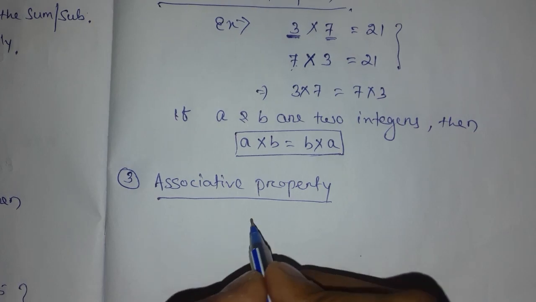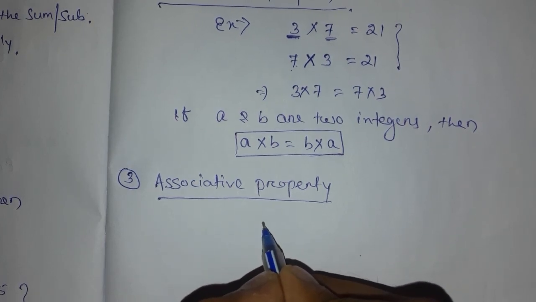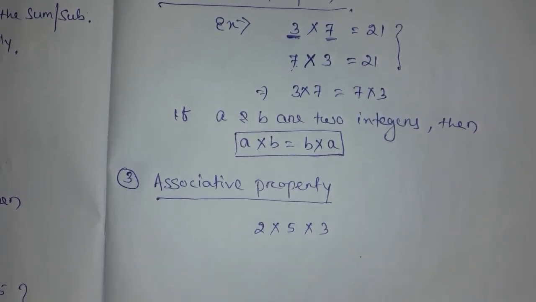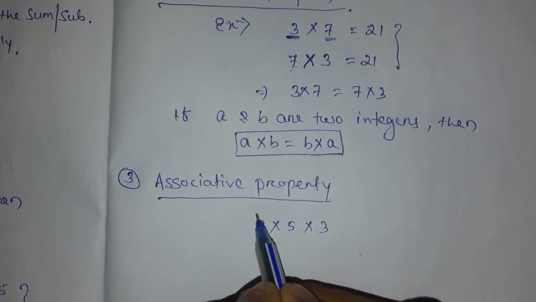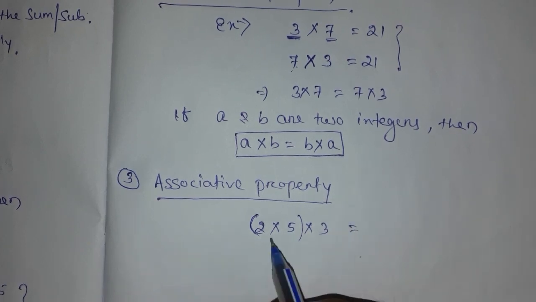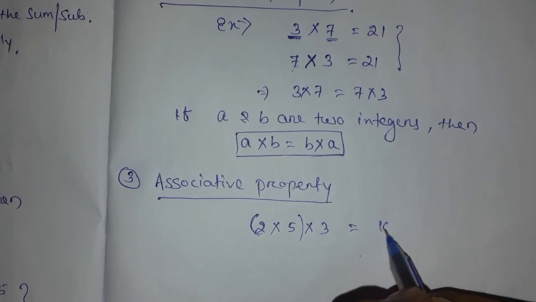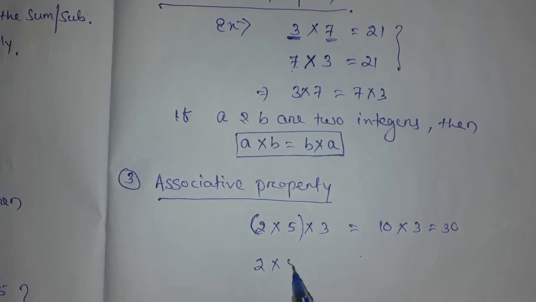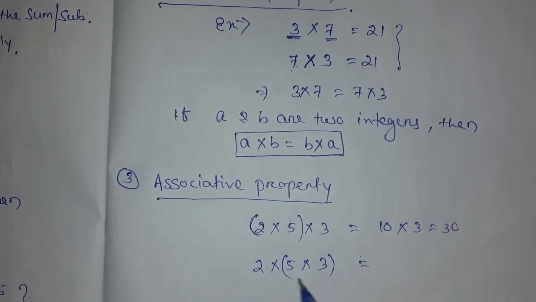Let's see for 3 numbers. Let's take the first number as 2, the second number as 5, and the third number as 3. First I multiply the first and second numbers, and with this result I multiply the third number. 2 into 5 is 10, 10 into 3 is 30. In the second case, with the same 3 numbers, I change the order: first I multiply the second and third numbers, then with this result I multiply 2. 5 into 3 is 15, 2 into 15 is 30.